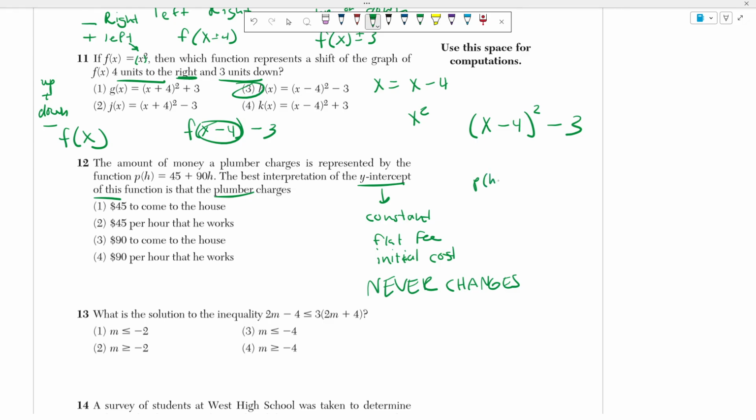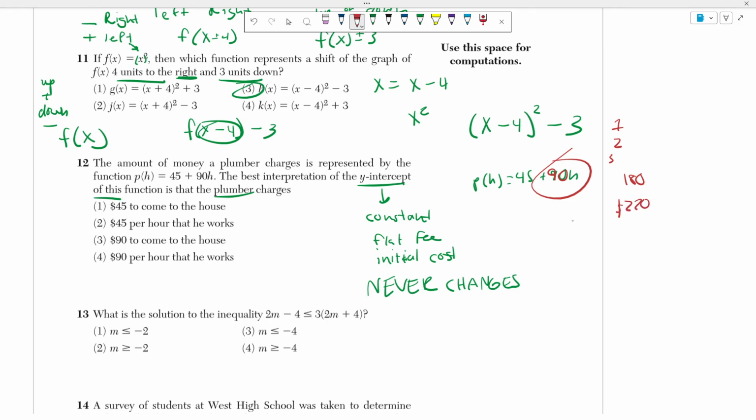So if I have the function p of h is equal to 45 plus 90h, which one of these values is going to change over the span of the example? This value is going to change because this value is equal to 90 if you work 1 hour, but if you work 2 hours, this is going to be 90 times 2, which is 180. If you work 3 hours, it's going to be equal to $270, right?